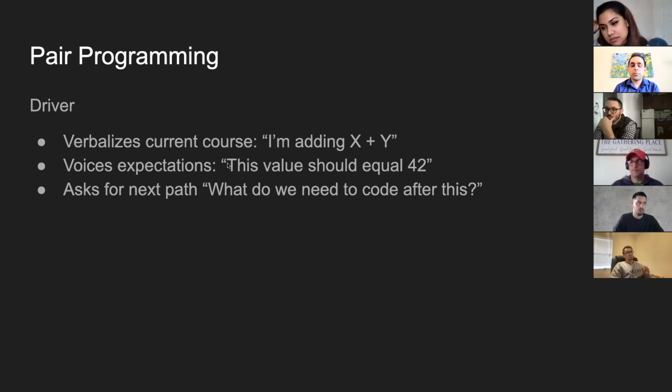Going off of that, I'm also going to be verbalizing expectations. So I might say like, all right, when I combine X and Y, I expect the value to equal 42. And again, the navigator will be following along and be saying if this is correct or is what is expected, or might be the wrong expectation that I have.